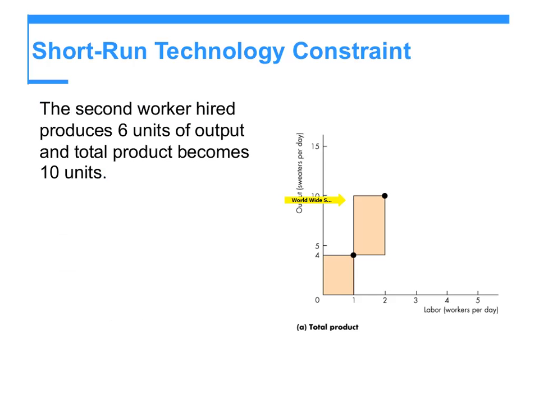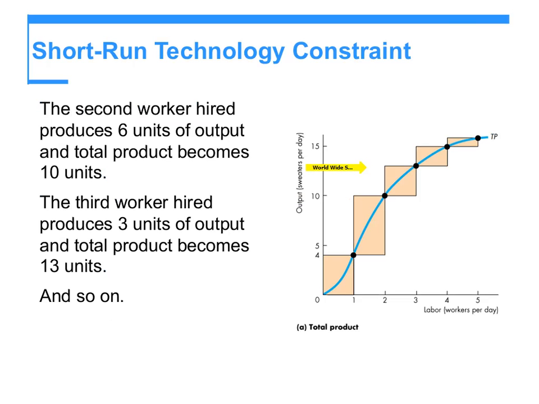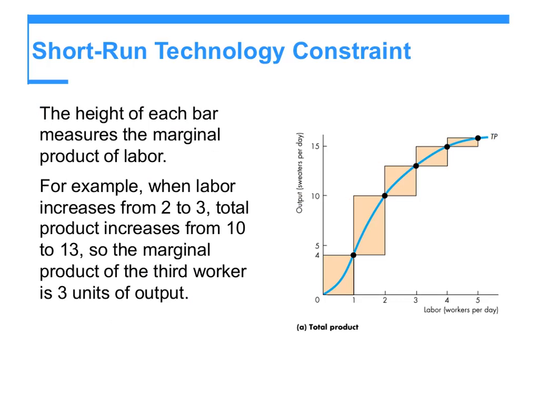It can be because of synergy, it can be because they use the same resources, so higher product can be produced. The third worker hired produces 3 units of output, and total product becomes 13. You see, again, between 2 and 3, we have this much increase. That will be the marginal product, and so on. And then what you get as the average in between will be the total product curve.